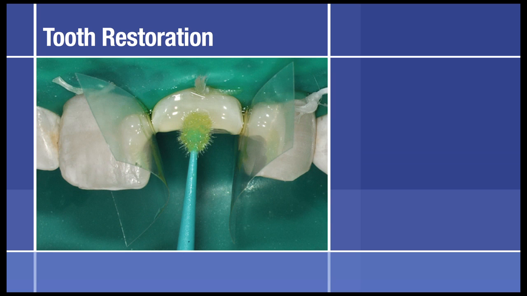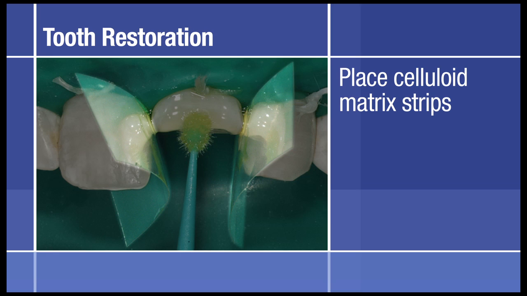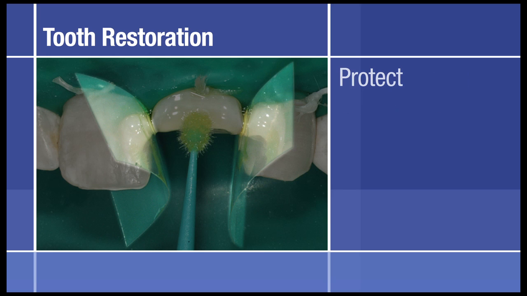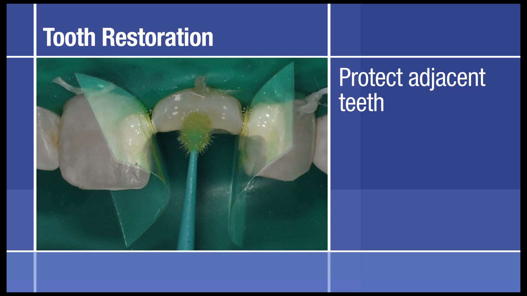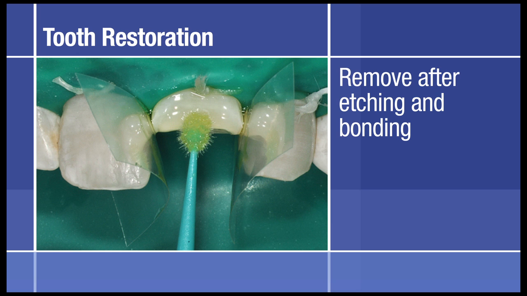You may have noticed that when I'm etching and bonding, I am placing celluloid matrix strips to make sure that I'm not etching and bonding the adjacent teeth. So I'm protecting the adjacent teeth when I do that. But right after the bonding steps, these strips are removed.